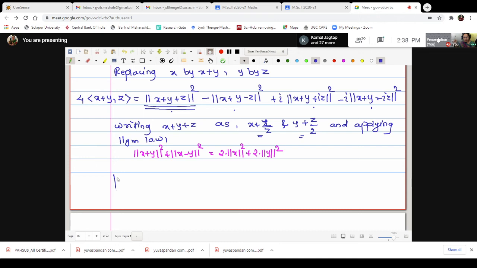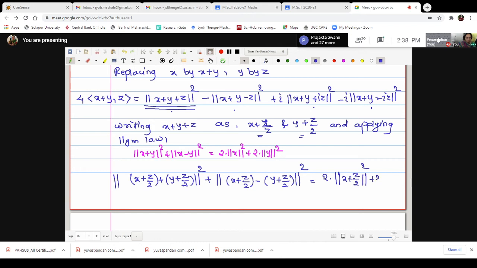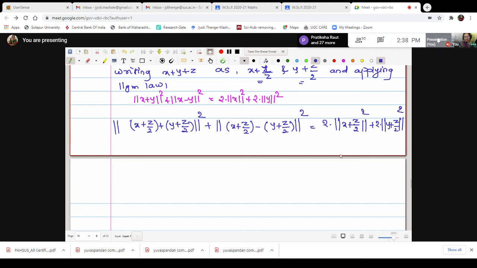Okay, therefore first we have an addition: x plus z by 2 added with y plus z by 2, norm square, added with norm square of x plus z by 2 minus y plus z by 2, norm square. This is the left hand side. The right hand side is 2 times norm square of x plus z by 2 added with 2 times norm square of y plus z by 2. Right? Let us simplify the statement.